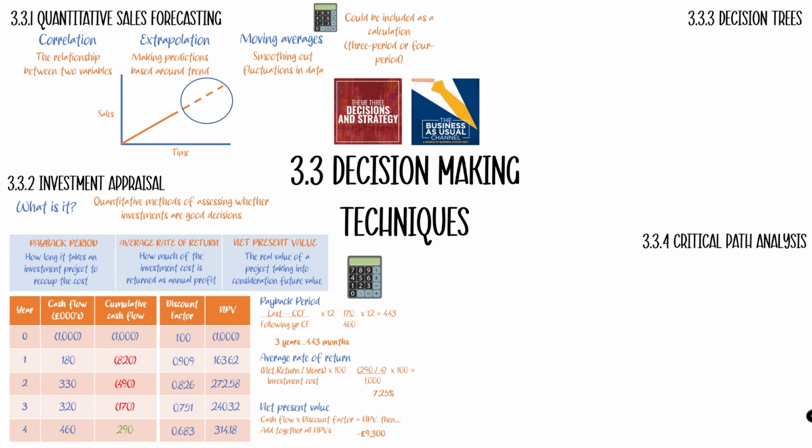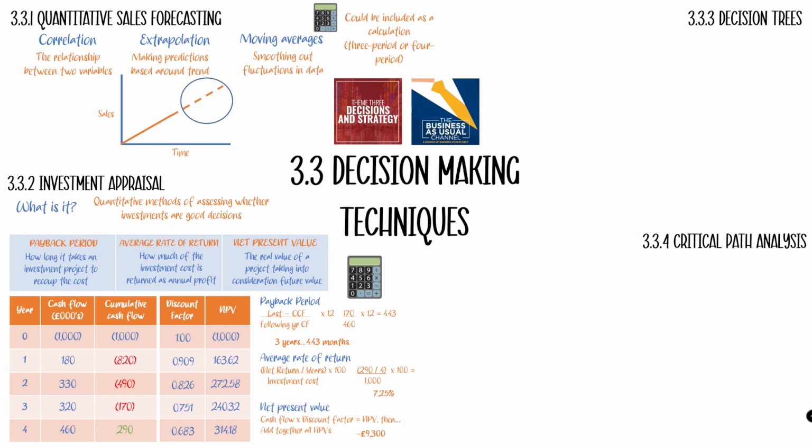Now, the final answer we need is just by adding these all together. So if we add together all these net present values, including the negative, we should get a total, in this situation, of negative 9,300. What that basically means is that this project, when you take into consideration that future cash flows are not worth as much as they are now, has a negative net present value. So that might be a reason why a business may not go with this.